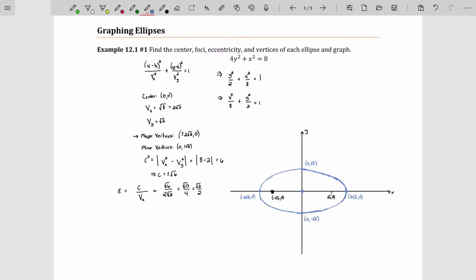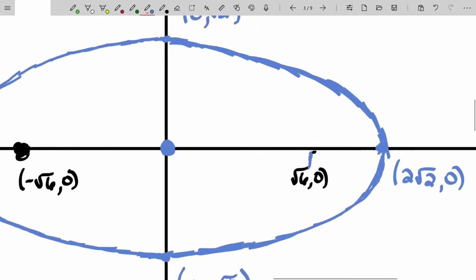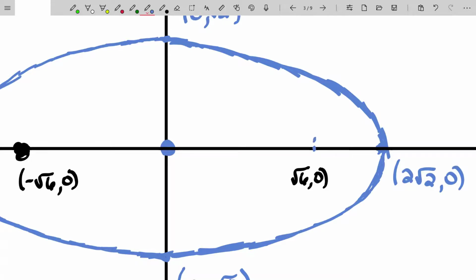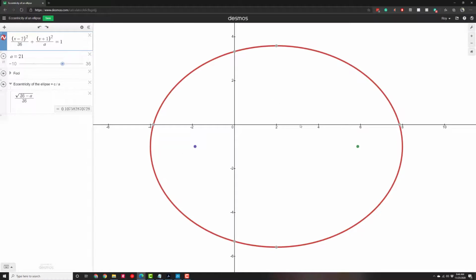I guess I could talk about the eccentricity a little bit right now. Remember, the eccentricity is the ratio of, in this case, this distance right, oops, didn't mean to erase that axis. It's the ratio of this distance right here, which we called C, to this distance right here, which we called V sub x, the vertex in the x direction. For example, in this graph right here, you have this ellipse.